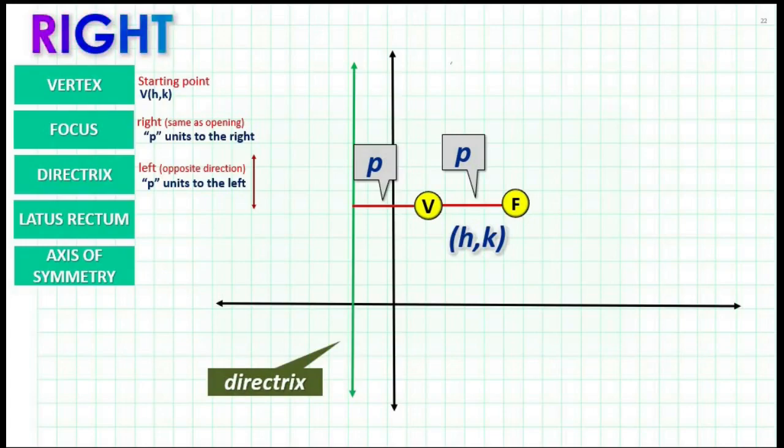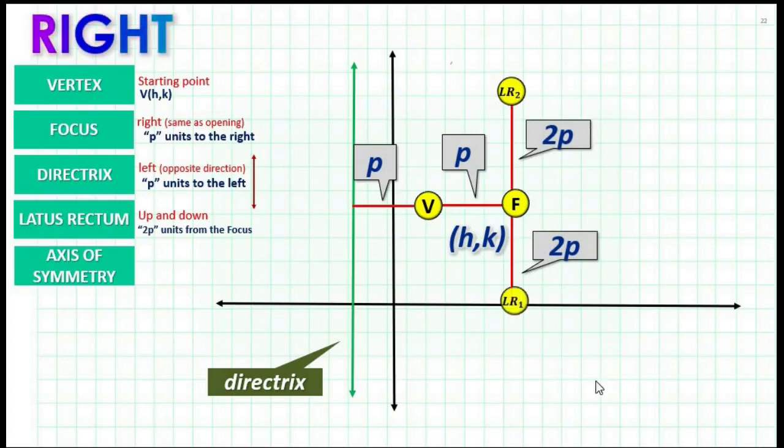Moving on, after plotting the directrix, we now plot the endpoints of the latus rectum. Since it's a parabola that opens to the right, the movement starting from the focus will be up and down. And how many units? Just like the previous examples, that will be 2p units from the focus. So starting from the focus, we move 2p units above and below. And there is where we plot the endpoints of the latus rectum.